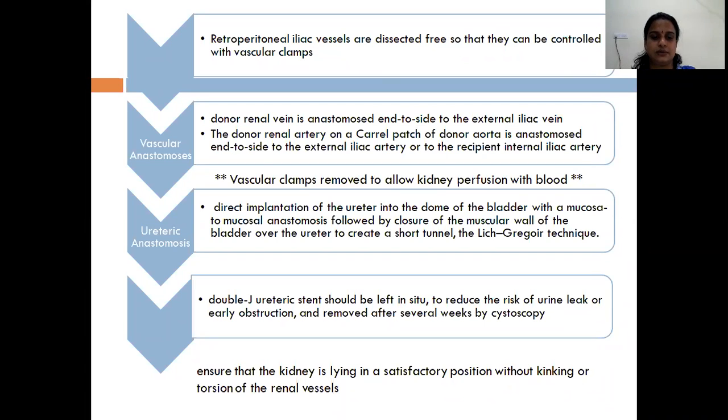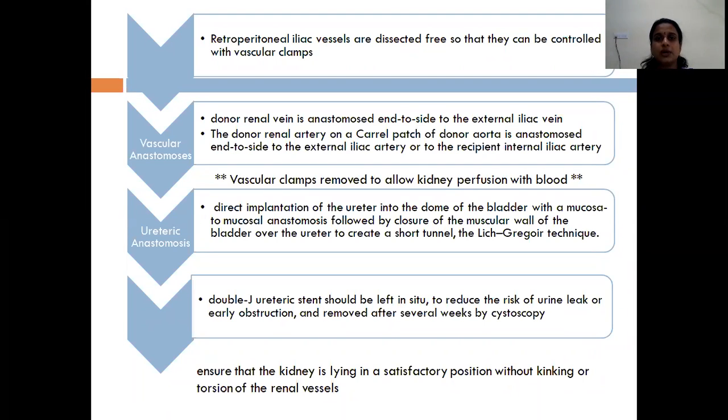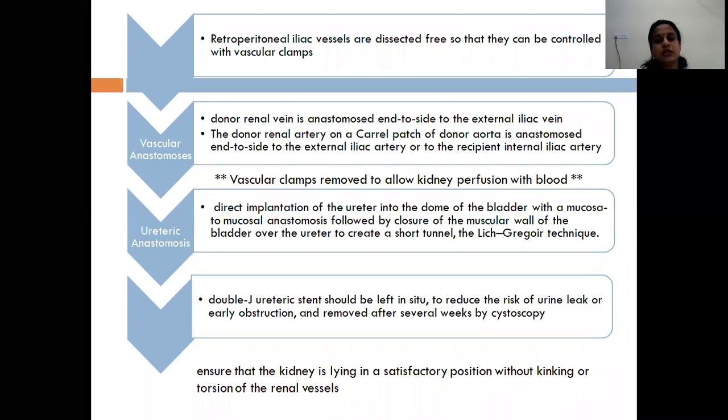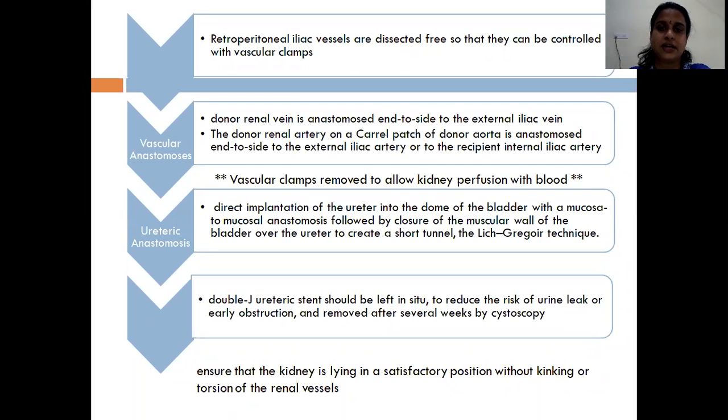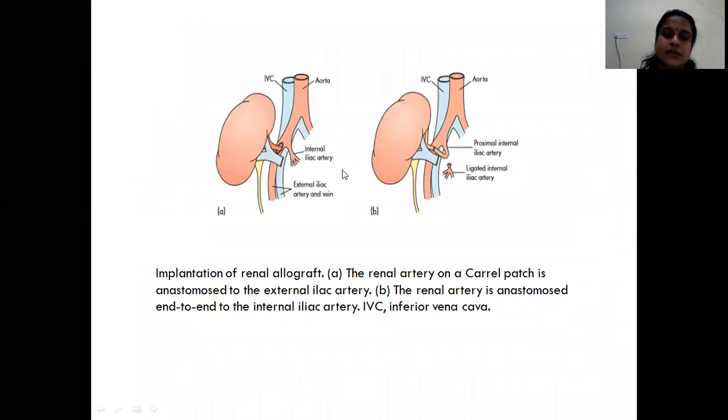Okay. Before closure, you'll have to ensure that the kidney is in a proper position and there is no kinking of the anastomosed vessels or the ureter. So this is how the kidney transplantation is done in the recipient. Okay, I hope I'm clear. First, the retroperitoneal vessels are clamped. Then the vascular anastomosis, first the vein is done and then the artery. Okay, this is how it's done.